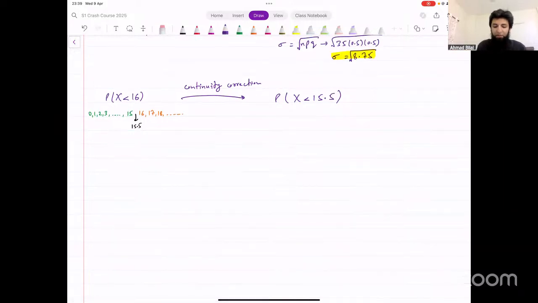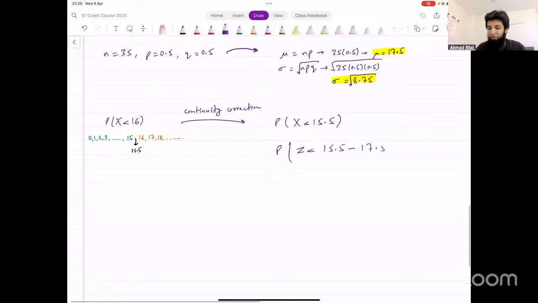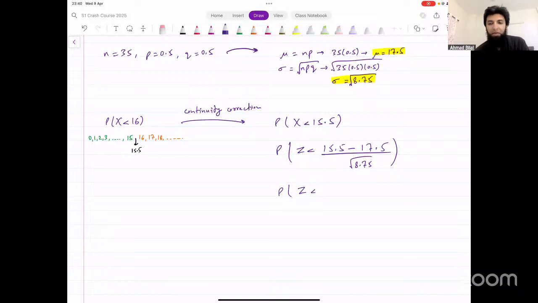What's the next thing that we used to do for this? We used to convert it to z. So it becomes z less than 15.5 minus the mean, which is 17.5, divided by the standard deviation, which is square root of 8.75. And that gives us probability of z less than minus 2 over this. What's this value? Minus 2 over this. What value do we get?